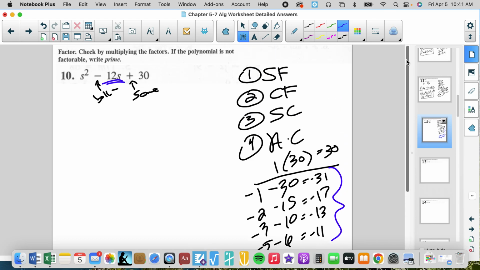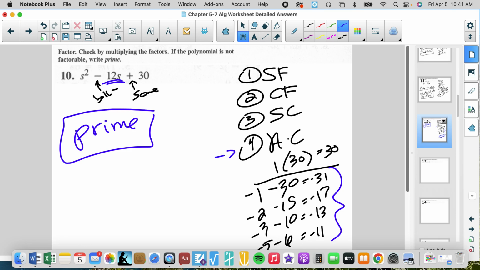So we say if the polynomial is not factorable, we write prime. Now, this is a little bit misleading. We're up to technique 4. There's technique 5 and technique 6 also. We can use the quadratic formula, which we will learn a little bit later. But if we don't have factors, that means it's not going to have a whole number intercept or zero. It doesn't break into whole numbers for our constant.